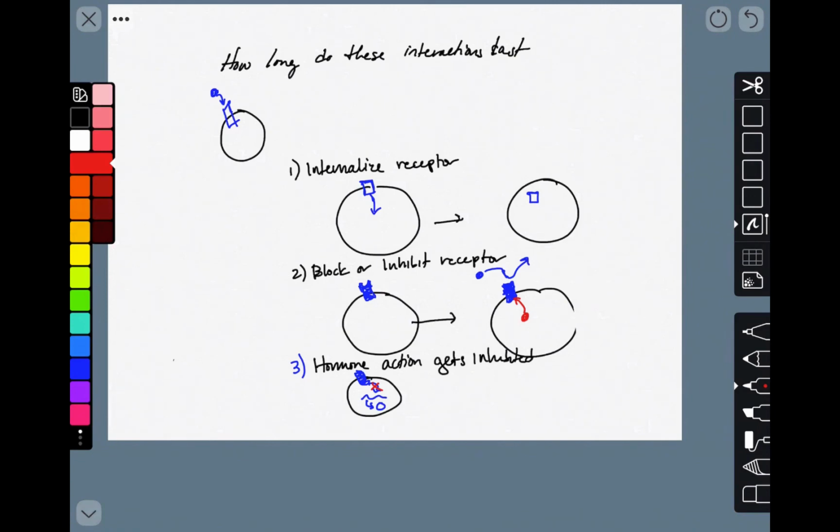And basically what these things can do is they can make the hormones work for shorter periods of time. So now your body can modify itself so that a hormone can only be active for a small period of time or for a longer period of time.